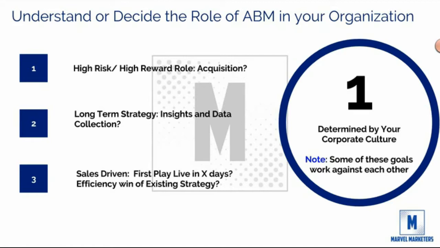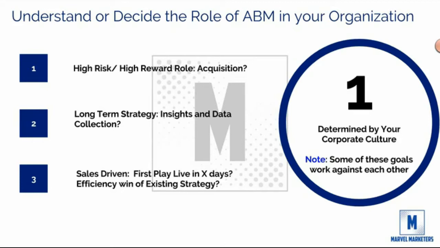And sometimes, some of these goals, I gave you 3 examples, will actually work against each other. So the highest risk, highest reward role of ABM is target account acquisition. In many ways, that's a great goal, but it is a very risky goal because, as an example, if your sales process is 24 months, then you're going to have to wait 24 months before you even know if you were successful. So while that's an amazing goal to have, you have to be careful. You have to be very cautious with that being your main goal or even your only goal. You can certainly pair that with something else.